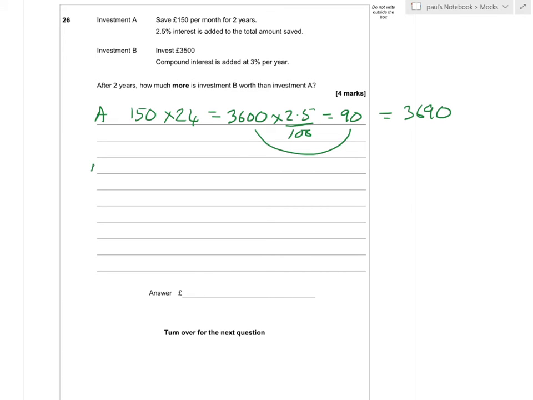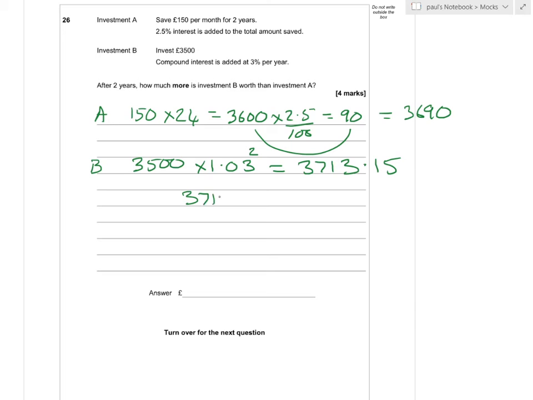Right, this one, number B, 3500, compound interest added at 3% per year, so 1.03 and 2 years. So we got 3500 times 1.03 to the power of 2 years equals 3713.15. How much more is investment B worth than A?